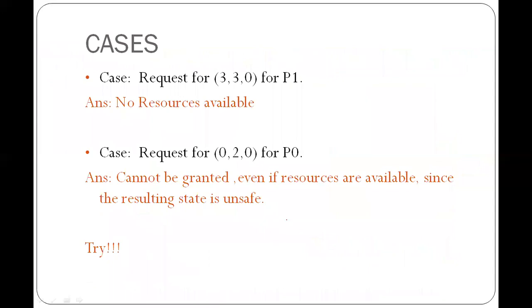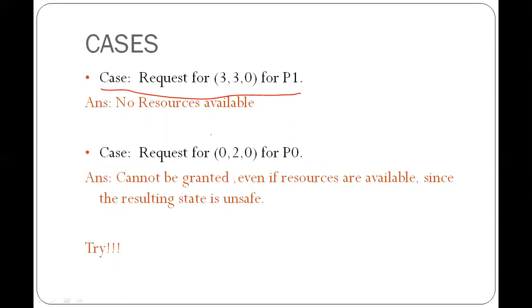Now I have one more version here. I have written a case, request for 330 for P1. So here the case is, what if P1 requests resources and its vector is 330? You have to consider the problem that we just finished. That is, the current data should be considered because it went into a safe state, right? So that data only should be considered to check if the request for P1 can be granted or not.